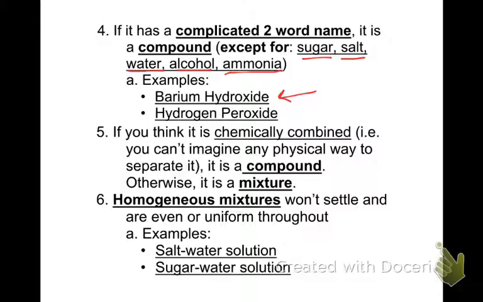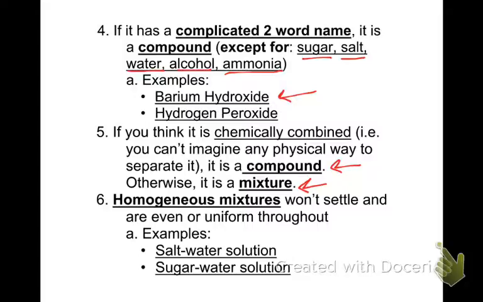If you think it can only be chemically combined, in other words, you can't imagine any physical way of separating it, it's a compound. If you can't separate it using a magnet, or filtering, or boiling, and the only way you can imagine separating it is by exploding it, then it's a compound. Otherwise, if you can use some kind of physical means to separate it, it's a mixture. Again, this is where you have to use your intuition and common sense.